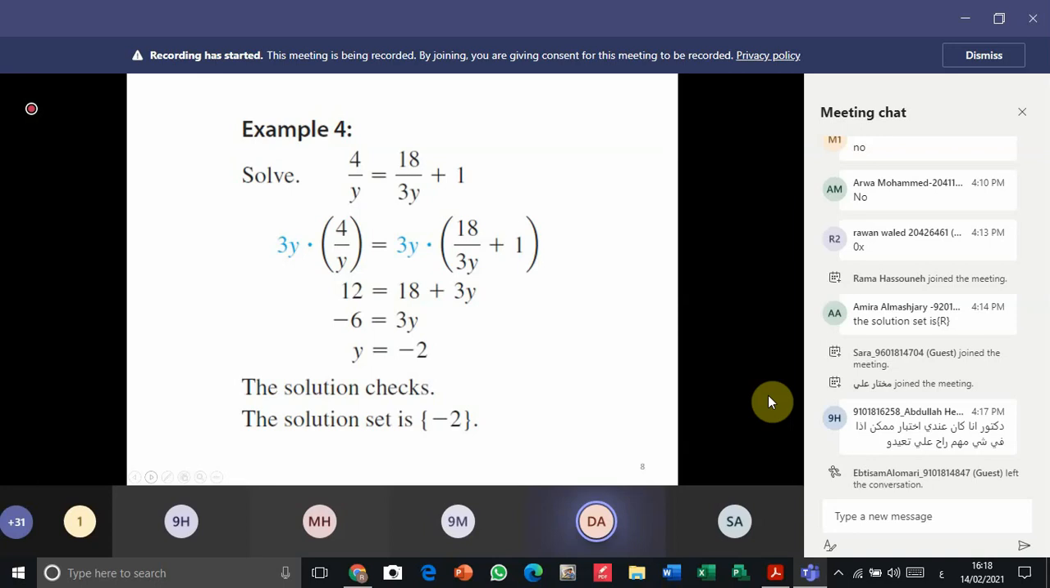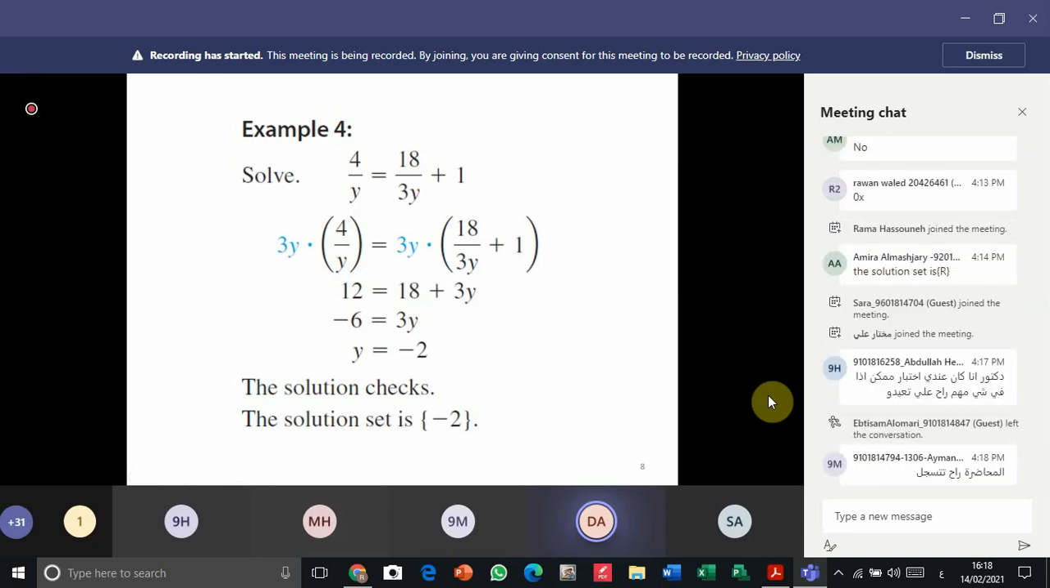Again, this is the fractional equation. Why is this a fraction? Because we have x or y in the denominators, and we have a fraction on one side or both sides. To solve it, remove the fraction. How do we remove the fraction? We have y in the denominator, so we can multiply by y. Multiply the whole equation. Also we have the number 3 in the denominators, so multiply by 3 also.